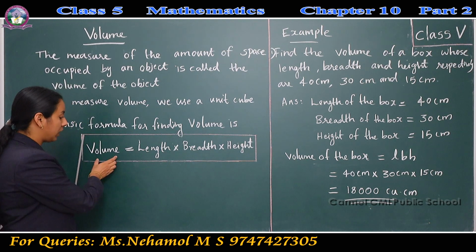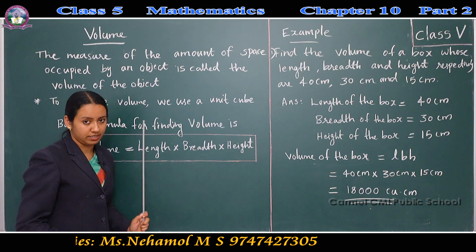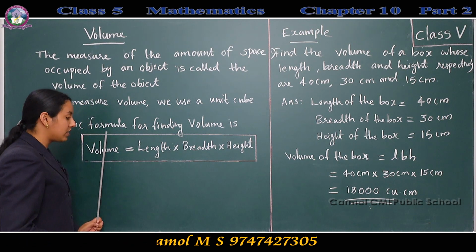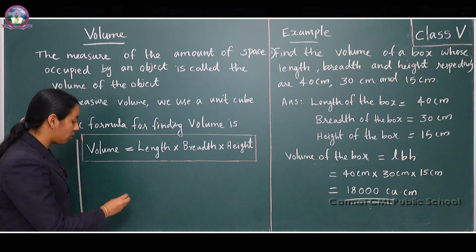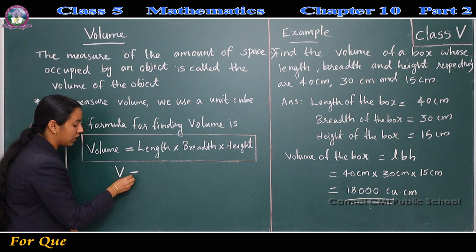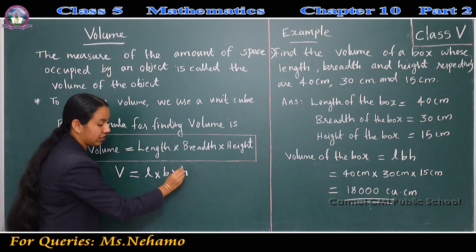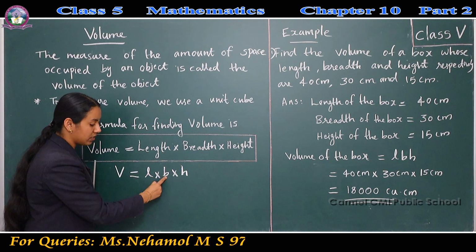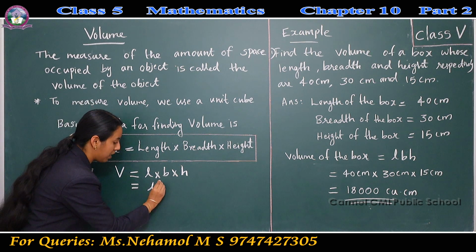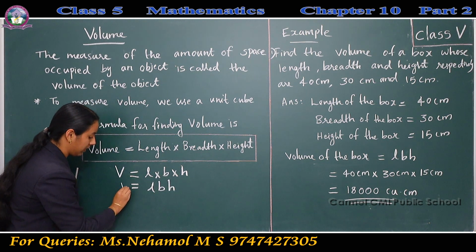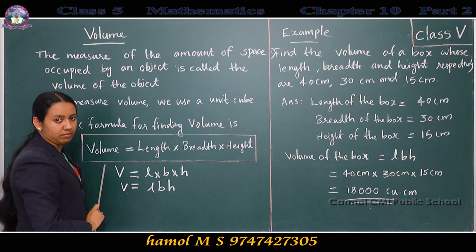Volume is equal to length into breadth into height. What is the formula? Volume is equal to length into breadth into height. In short, we can write V is equal to L into B into H. L is the length, B is the breadth, H is the height. Or this is same as LBH. V is equal to LBH.